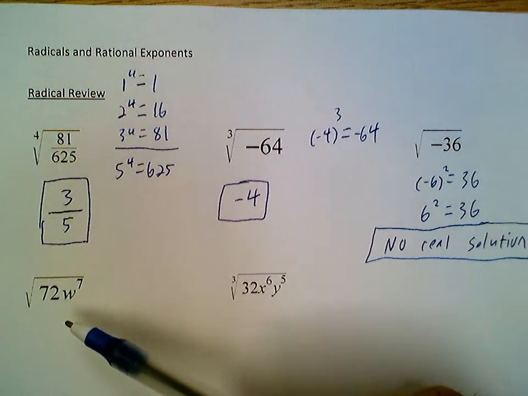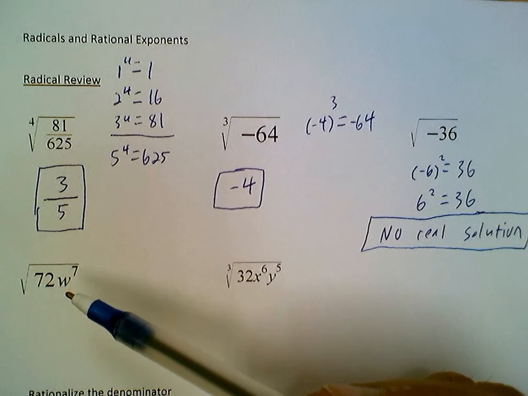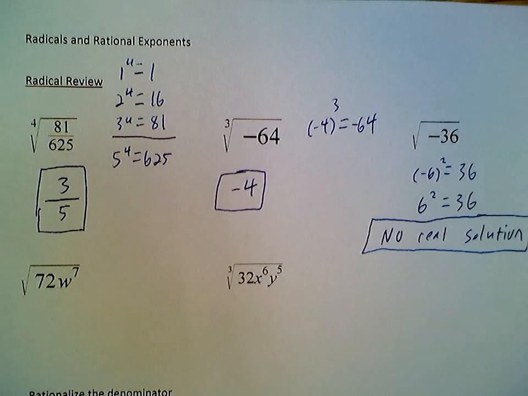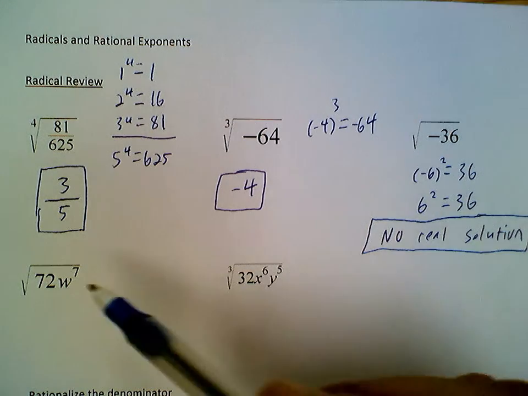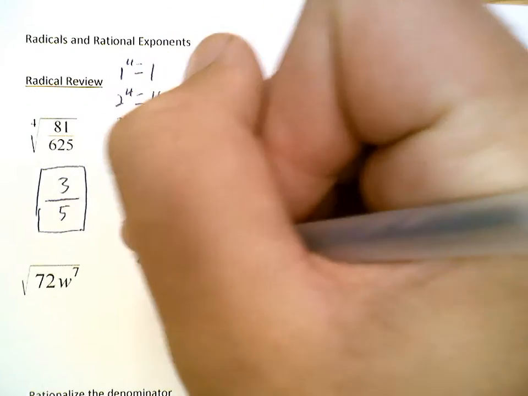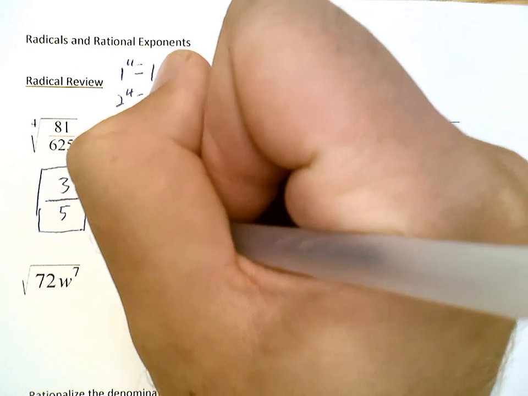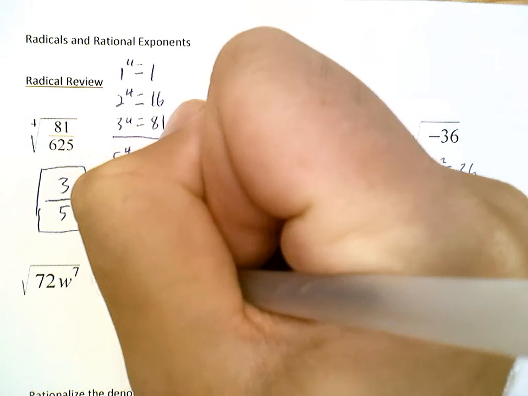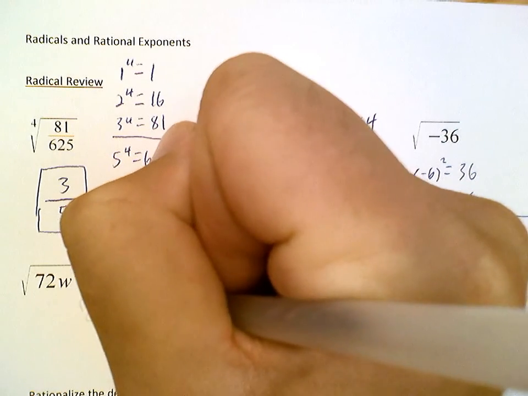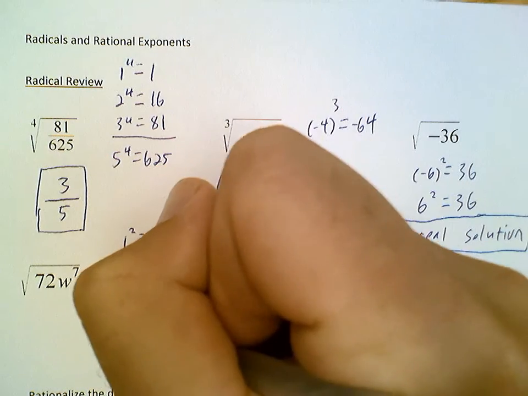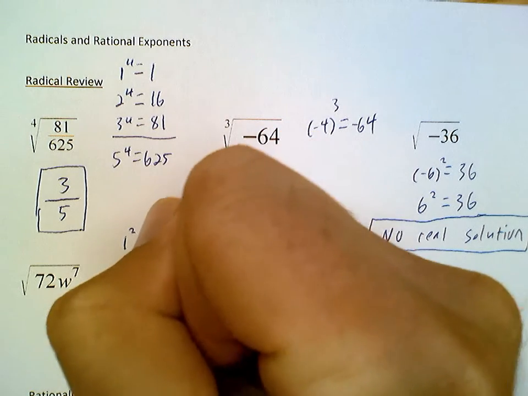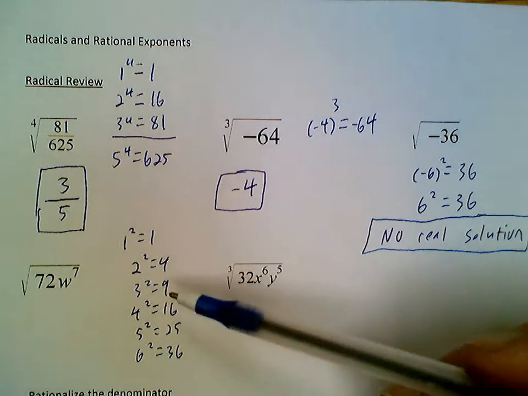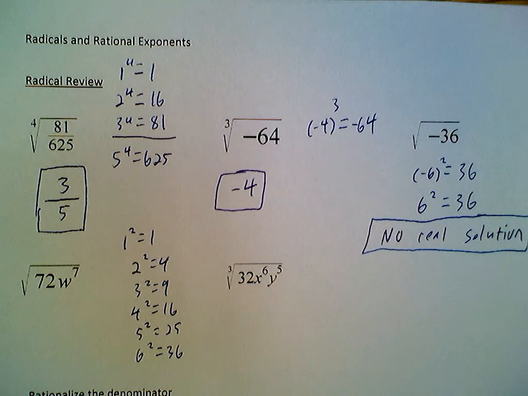All right, so let's look down here. I've got the square root of 72 w to the 7th. When there's no symbol there, it's just implied to be a square root. Now 72 is not a perfect square. If I look at the perfect squares, going down the line, 1 squared is 1, 2 squared is 4, 3 squared is 9, 4 squared is 16, 5 squared is 25, and 6 squared is 36, etc. Now, if you keep going, you're not going to get 72 to be a perfect square.